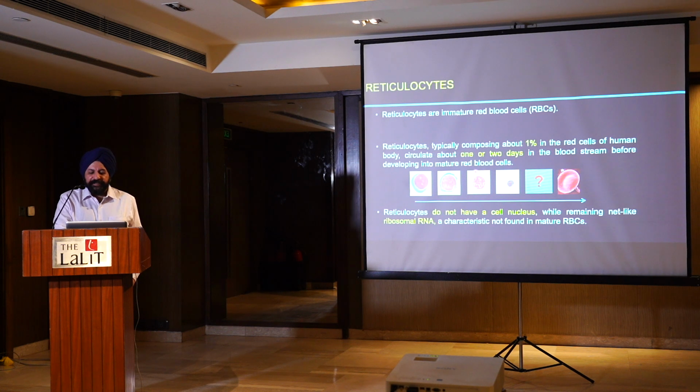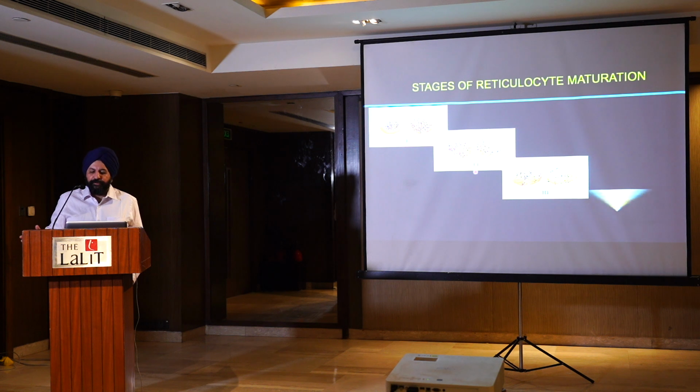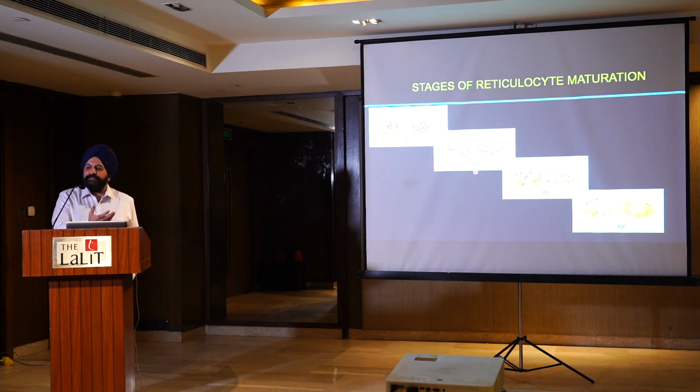Next we have the reticulocytes, and we know that reticulocytes do not have a cell nucleus. They just have remaining net-like ribosomal RNA, which can be detected during fluorescence. So these are the 4 stages of reticulocyte maturation. As you move from stage 1 to stage 4, you can see that the RNA content is decreasing. So likewise, the fluorescence is also decreasing from stage 1 to stage 4.